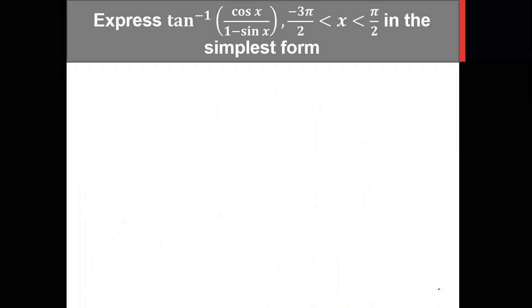Take the next question as homework. I'll give you the hint on how to solve it. You just try to solve this.